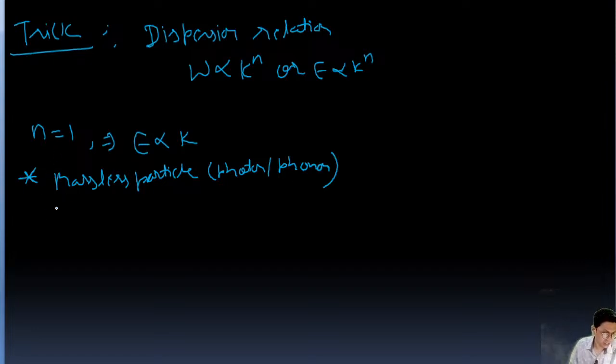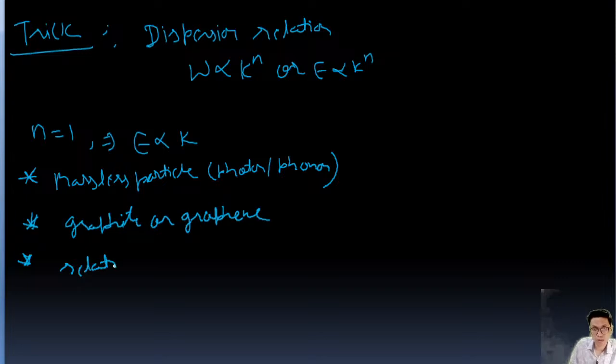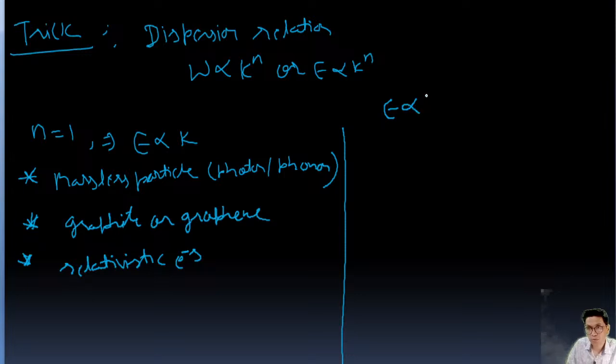Okay, and also for graphite, or graphene, or relativistic electrons. For these particles, E will be proportional to k. Okay, relativistic electron. And if E is proportional to k square, this is for a massive particle.